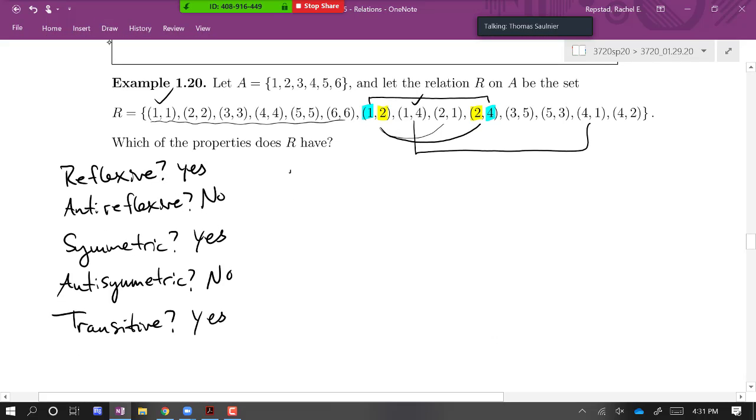I'm a little confused. About the final little. Oh, no, I'm looking at the wrong thing. Never mind. I was looking at the anti-symmetric. Oh, okay.